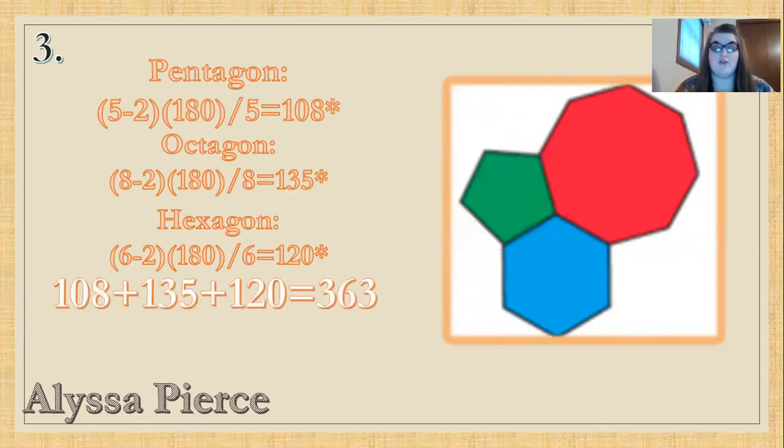So let's add all those angles together. We find that unfortunately Myra miscalculated by 3 degrees. This is not a vertex figure because it does not equal 360. But let's show Myra how she can fix it, you guys.